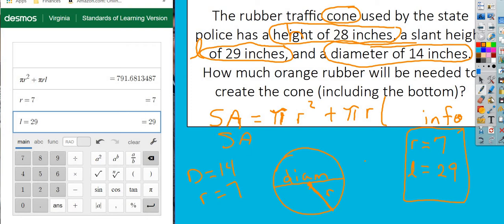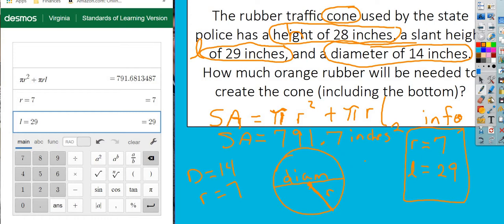The surface area for a cone with these dimensions is 791.7 inches squared, because surface area is always inches or units squared. Volume is units cubed. But that's all you have to be able to do: find your formula, write down the information in your information box, and then plug it into your calculator just the way I've showed you.